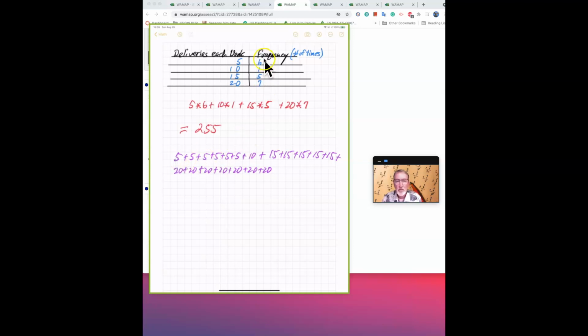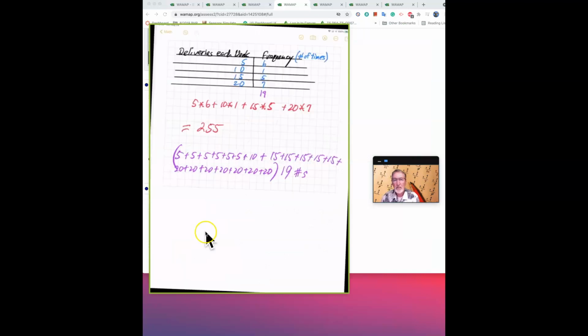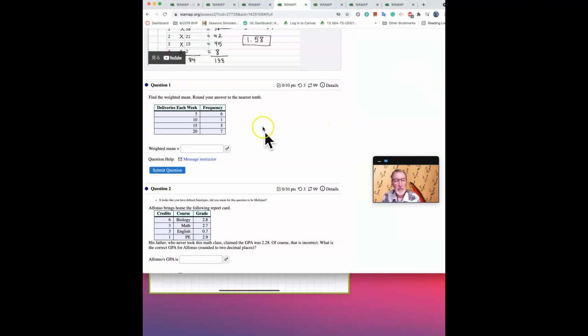And that should match the total here of our frequency. We got 6 and 5 is 11, plus 1 more is 12, plus 7 is 19. So that's our operative number. We've got the equivalent of 19 numbers, and so that's what we're going to divide this total by. So they also want the answer rounded. Sorry about that. They want the answer rounded to the nearest tenth.